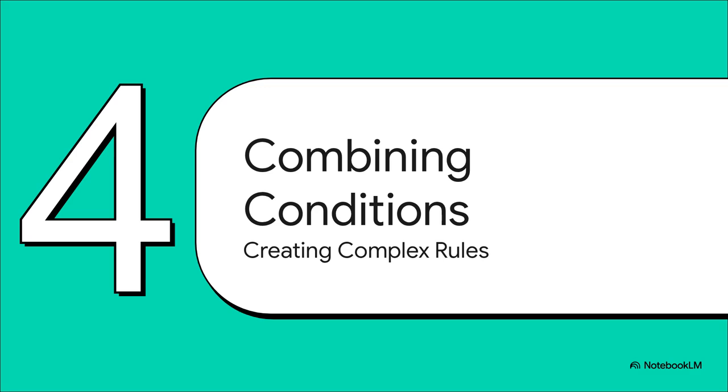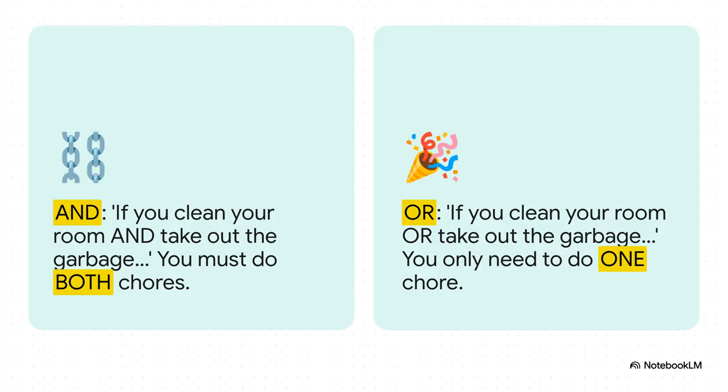Okay, but life isn't always that simple, is it? What if you need to check more than one thing at a time? This is where things get really interesting. We just need to add 2 little words to our toolbox: and, or. And honestly, this is the best way to think about it.